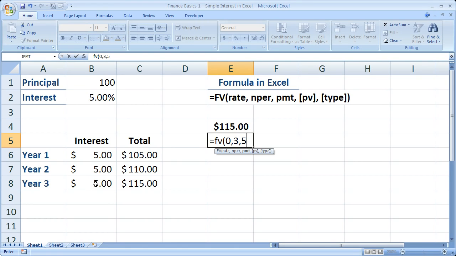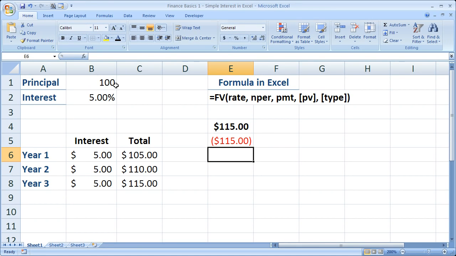So if you get confused, just remember, to get your payment number, you have to multiply the interest amount by the principal amount. That gives you the payment. The next thing is to enter the present value. So, comma, there we go. The present value is the principal, or the original amount that you first invested. So for us, it is $100. Now we don't need to worry about type in this case. So simply hit enter and we get $115.